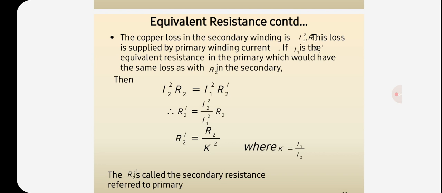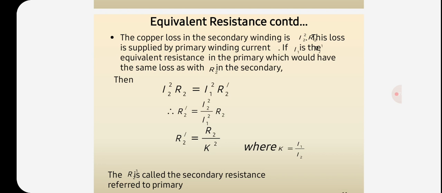So equivalent secondary resistance referred to primary. In primary side, R2 dash is equal to R2 by K square, where K is the transformation ratio. When the secondary resistance is transferred to primary side, the secondary has no resistance. The resistance R naught 1, that is the primary resistance, is equal to R1 plus R2 dash. So that is the total resistance in primary side. That will be R1 plus R2 by K square.